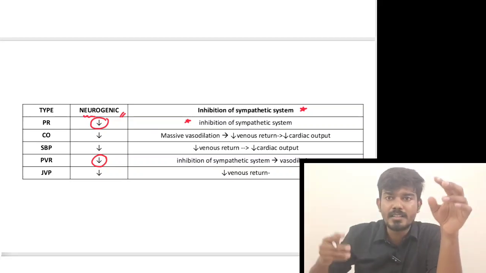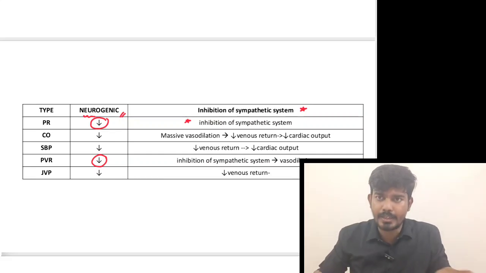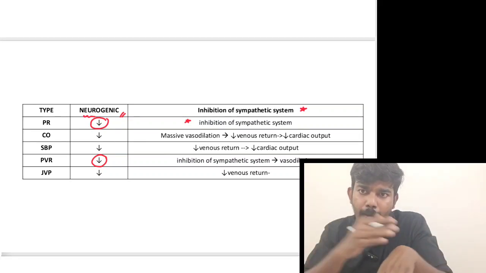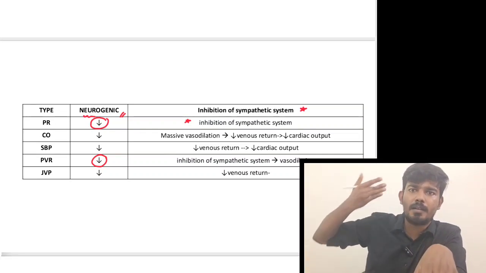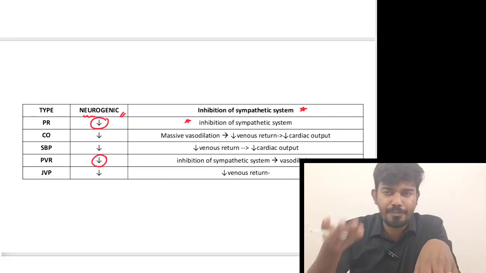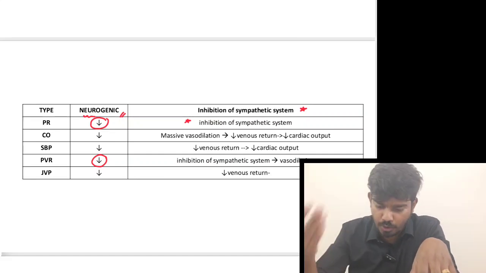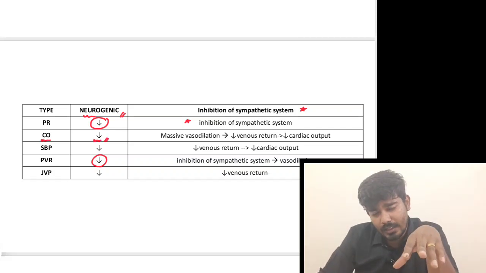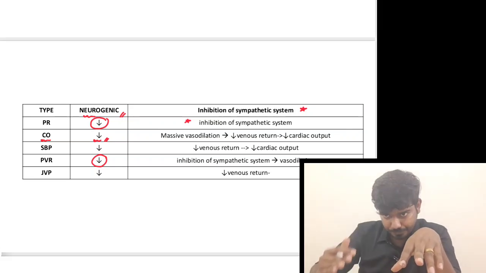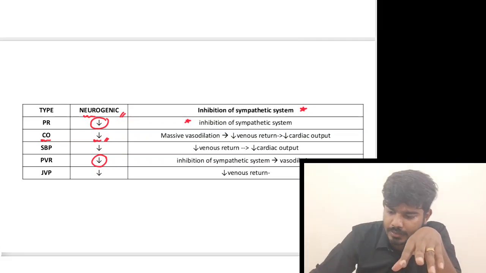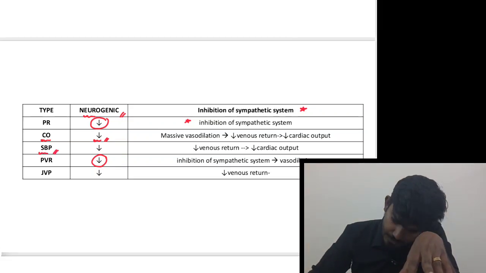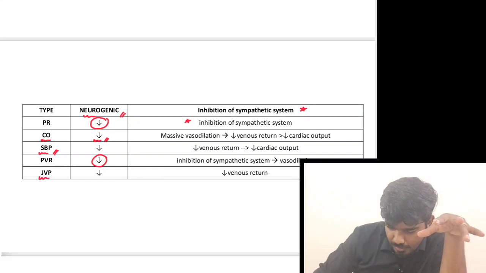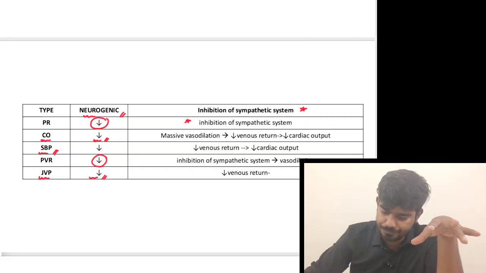Then because of massive vasodilation, the blood here does not get pumped back. With vasodilation, there is pooling of blood in the peripheries. So venous return becomes less. Because venous return is less, ventricular filling becomes less. So output also becomes less, so cardiac output is less. Because ventricular filling is less, the blood coming out with each beat is less, so there is a decreased blood pressure also. Because the venous return is less, JVP will also be less. JVP will not be distended.